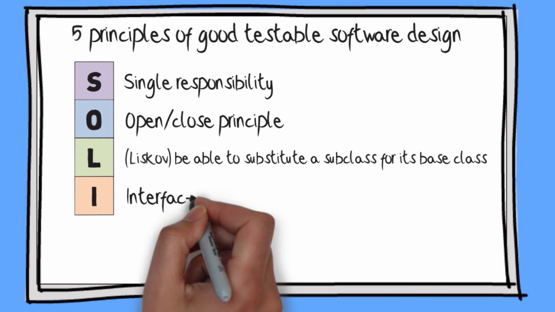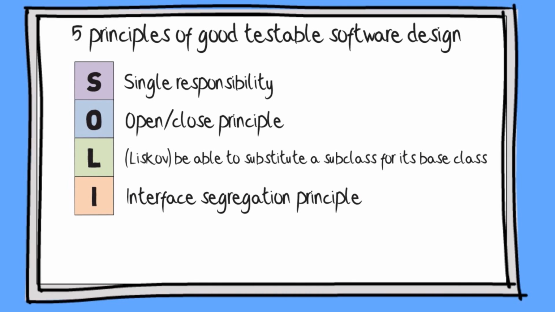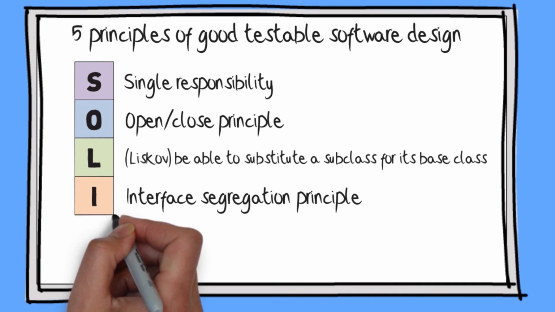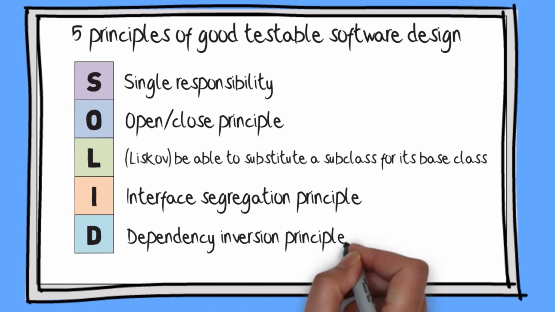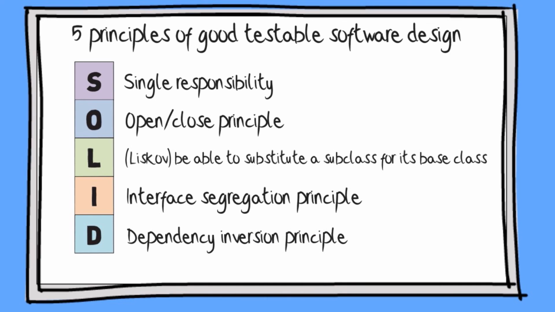I. Interface segregation principle. Many small interfaces are better than one gigantic interface. You can then choose what parts to implement instead of having to implement everything. D. Dependency inversion principle. Always depend on abstractions, not on concrete things.